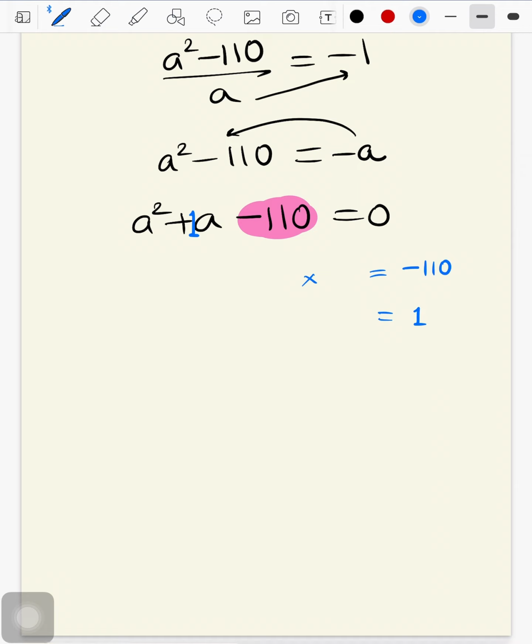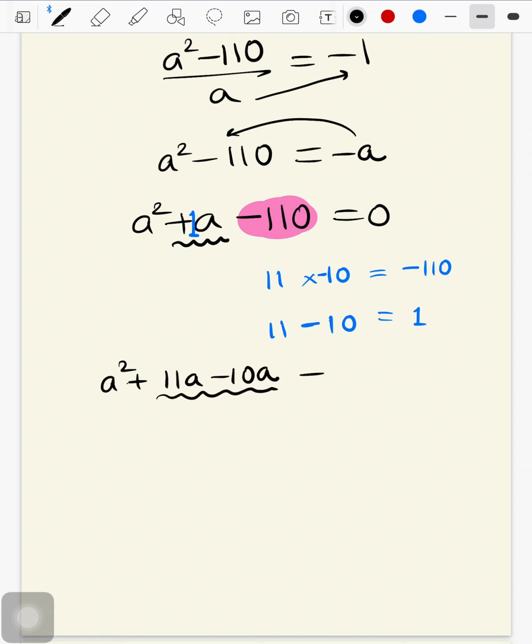So it is very easy. 11 and 10, but we want plus 1, so I will take 11 minus 10, and this will be 11 into minus 10. Alright, so these are the factors for this quadratic equation. So a square, we are writing this middle term as 11a minus 10a, and minus 110 like that.